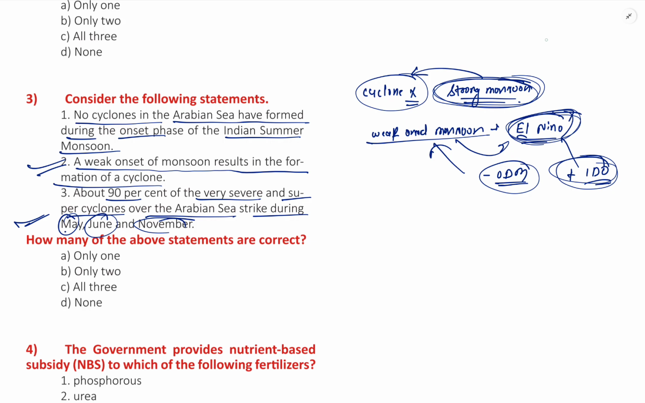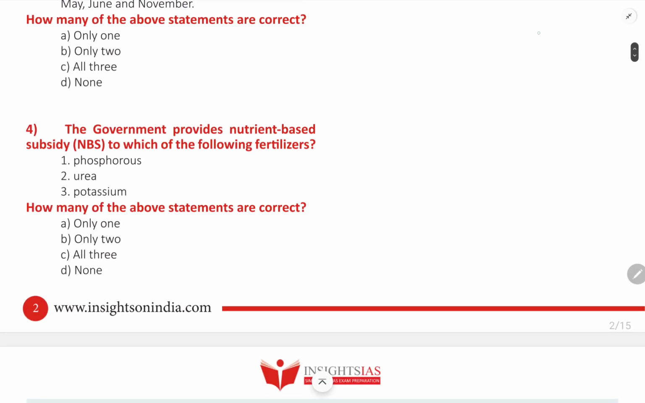Okay, now moving on to the next question. The next question talks about the government providing nutrient-based subsidy, NBS, on which of the following fertilizers? The first is phosphorus, urea and potassium. Now which one of the following is the correct statement? So the correct answer to the given question is B. That is, out of the given 3 options, only 2 options are correct.